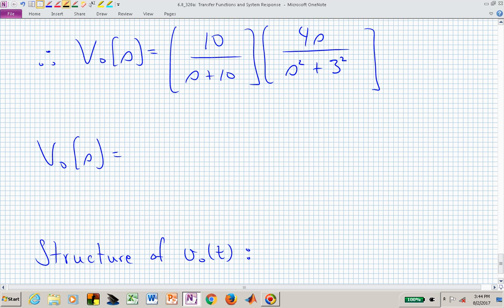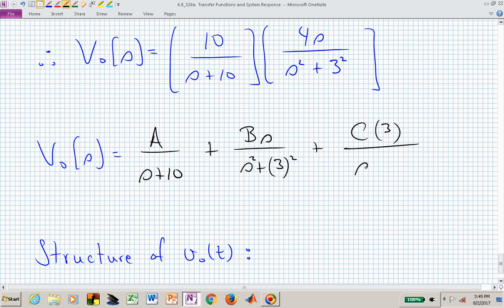And now you should be able to immediately write down the partial fraction expansion expression associated with the output voltage's Laplace transform. We have 3 poles. 1 is real at minus 10. 2 are purely imaginary at plus and minus j3. So we now have an A over s plus 10. We have a B. Let's say that's weighting the cosine expression. And let's say we have C weighting the sine expression.